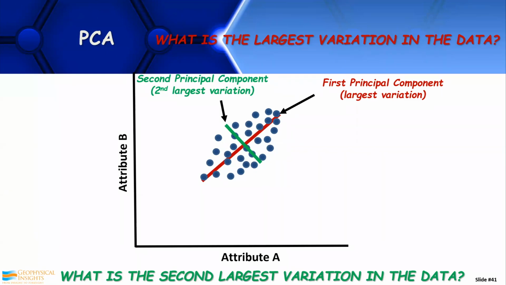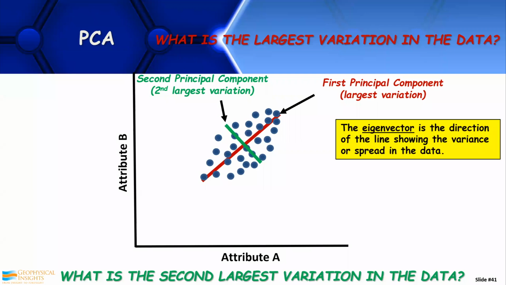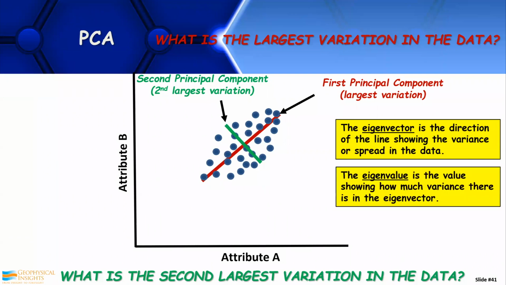A few other terms to learn are the eigenvector, which is the direction of the line, which shows the variance or spread in the data. And the eigenvalue is the value showing how much variance there is in the eigenvector. So PCA has the ability to separate attribute types for us by frequency, distribution, and character.